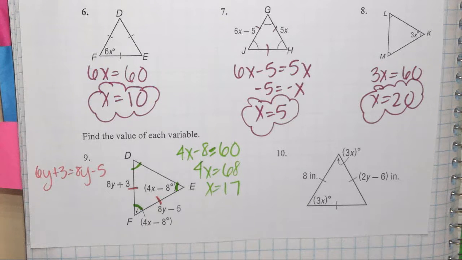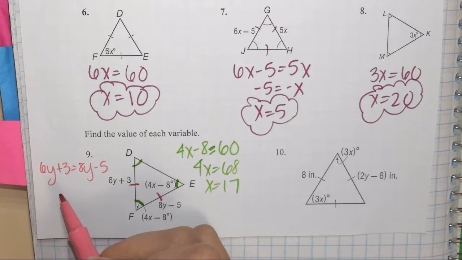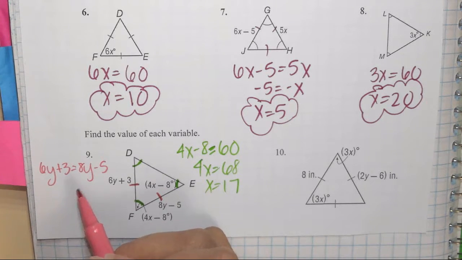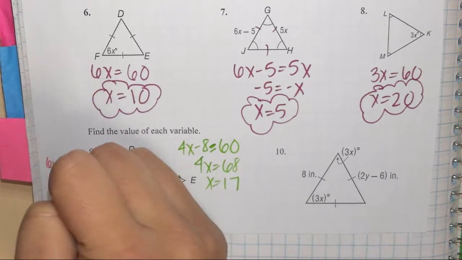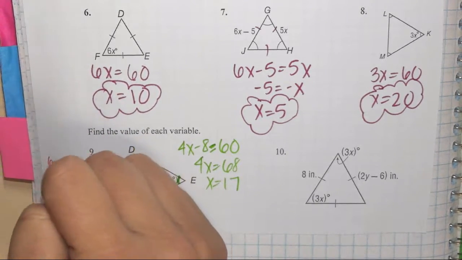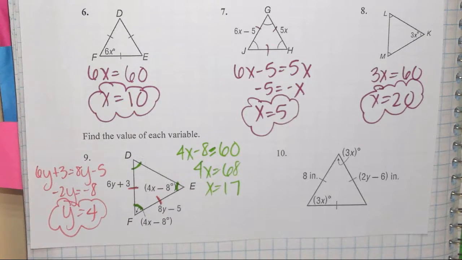But wouldn't the 5 be negative? Yeah, but then if you subtract that 8y, that makes it negative 2y. I got y equals 4. Did y'all get 4? If 3 people got it right, take a point.